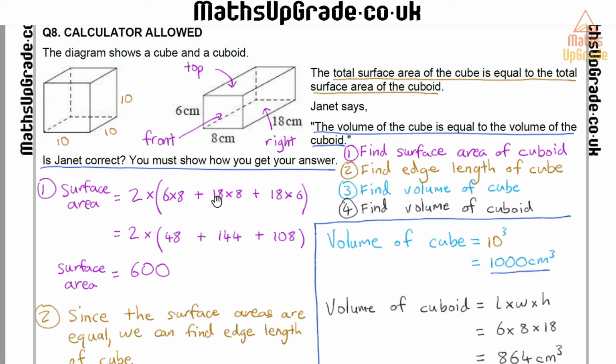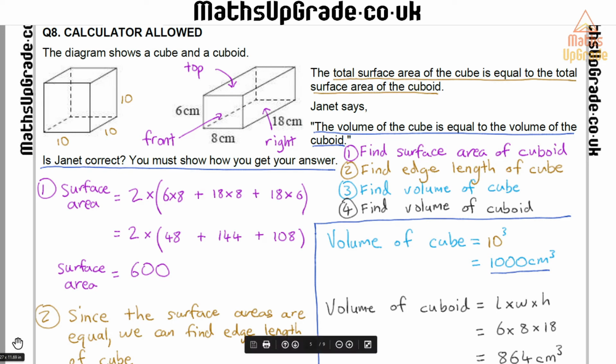The first thing I'm going to do is find the area of the front. The front here is just a rectangle, and the area of that is just length times width, 6 times 8. Similarly, the top here is 18 times 8, and the right hand side is 18 times 6. I work those out with a calculator, and when I add those up, I get 300. Doubling that to find the total surface area of all 6 faces is 600 centimeters squared.